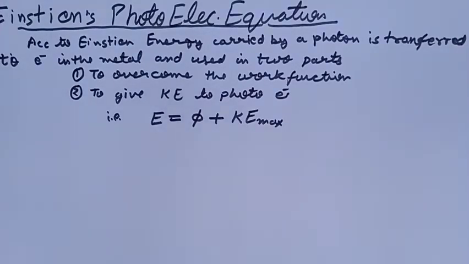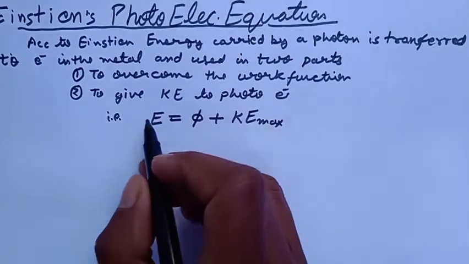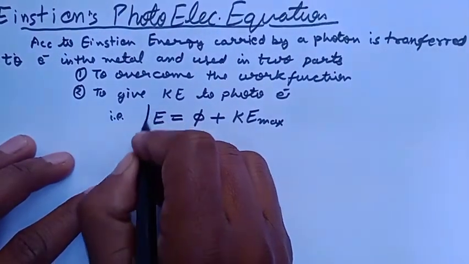Because an electron can lose energy by collision, by vibration, we can't say that exactly the remaining energy will be its kinetic energy, but it's an approximation. If nothing is lost, then all will be its kinetic energy. Okay, that's all. This is Einstein's photoelectric equation.